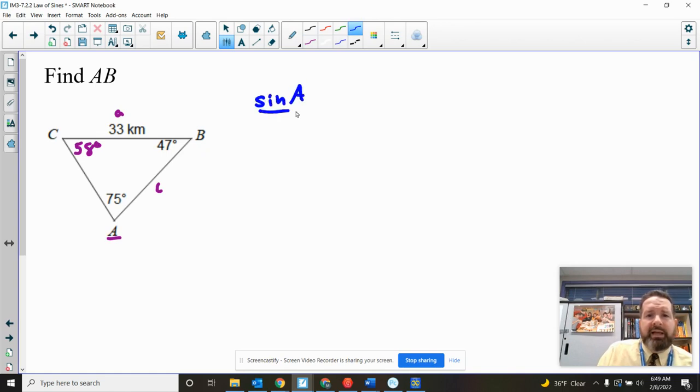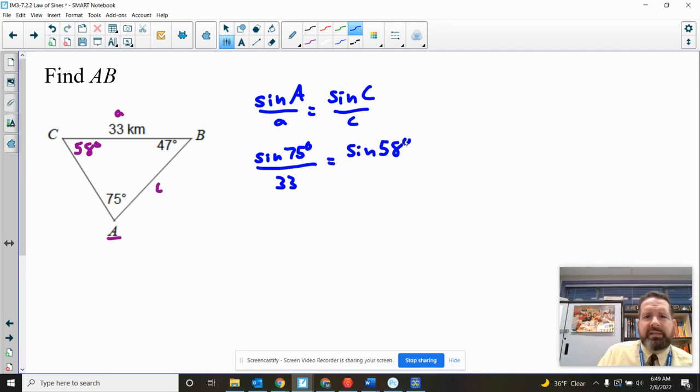So sine of angle A over side length A is equal to sine of angle C over side length C. Fill in what we know. Sine 75 degrees over 33 kilometers, and sine 58 degrees over, I don't know, how many kilometers. Okay, at this point, do a quick pause, solve it out, unpause when you're ready to check things.